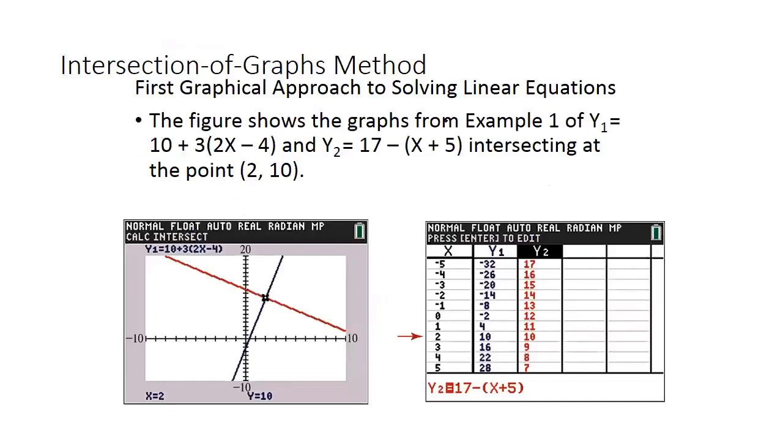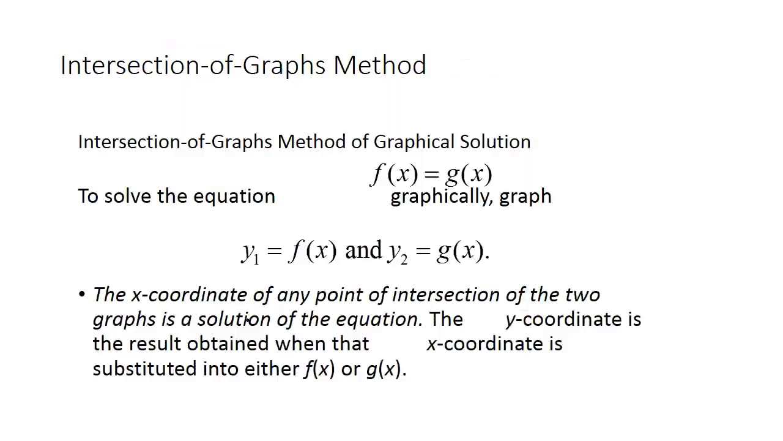So the graph that we have here, graph number 1, is y1 equal to 10 plus 3 times 2x minus 4. And graph number 2 here is 17 minus x plus 5. Okay. If you're going to use your graphing calculator to see if you get one solution, no solution, or infinitely many solutions, all you have to do is enter these equations on your calculator, and the calculator would graph both of those on the same x and y axis and confirm that you only have one solution here.